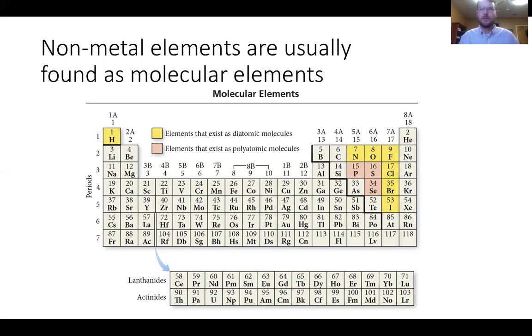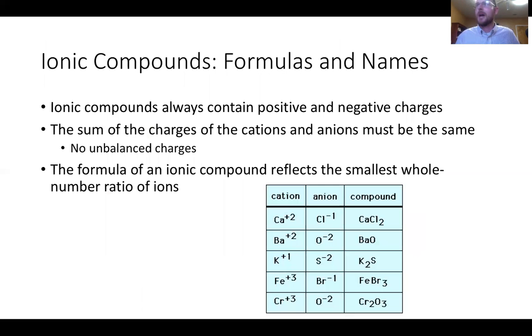So let's talk about naming things. We need to name compounds. So let's start with ionic compounds. Ionic compounds are the simplest. In my mind, they're the simplest because they're all named exactly the same way.